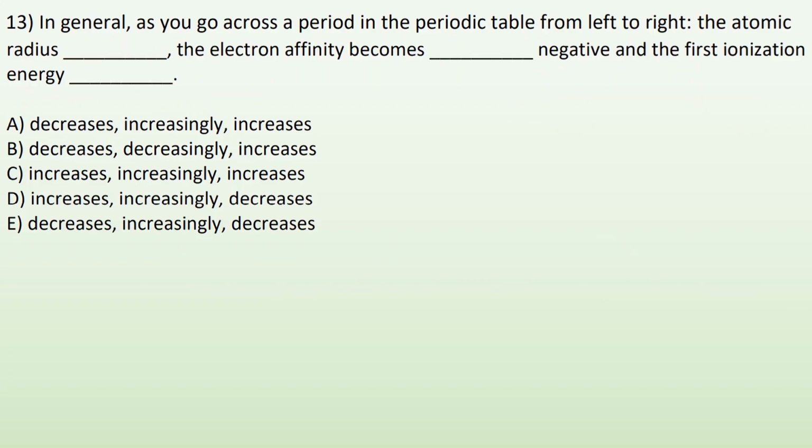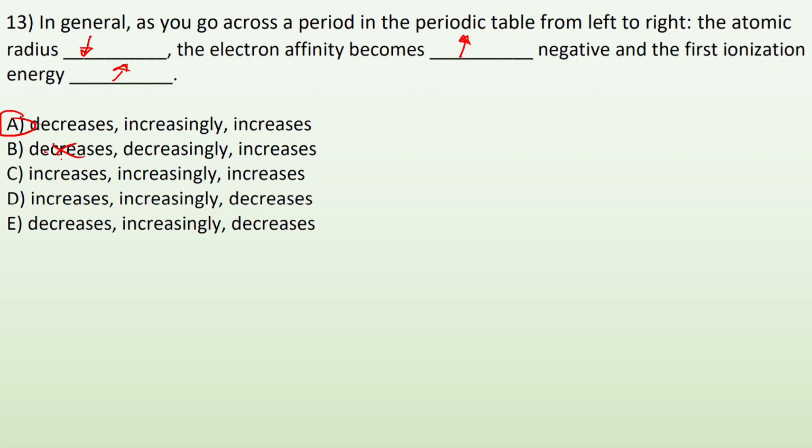All right, number 13. In general, as you go across a period in the periodic table of elements, left to right, the atomic radius, well, we know atomic radius left to right decreases. The electron affinity, left to right, becomes more negative. And the first ionization energy also becomes greater. So which one of these options fits the bill? Well, let's see. Looks like option A: decreases, becomes increasingly negative, and increases in energy. Awesome. I think that might be the only option.